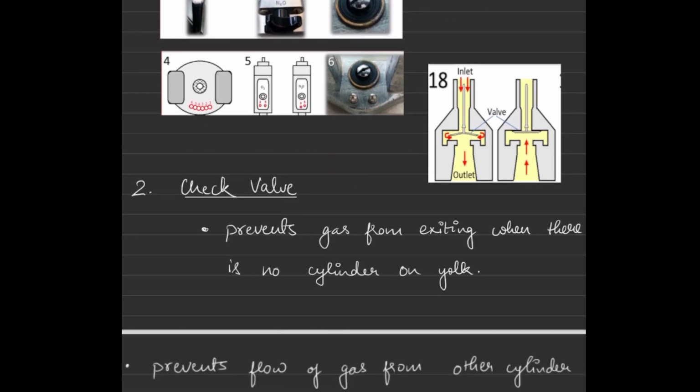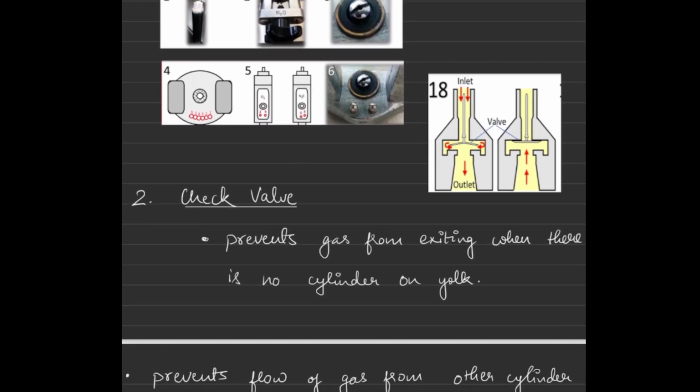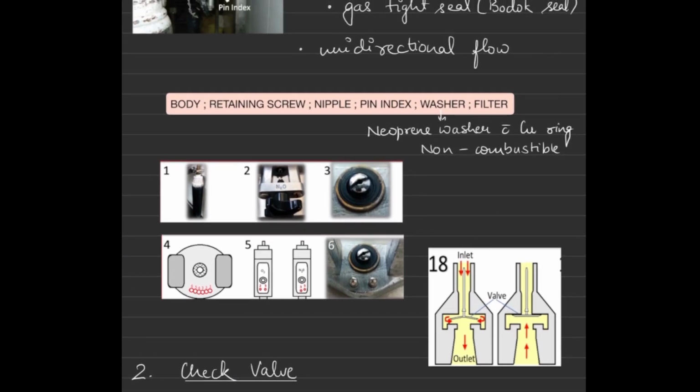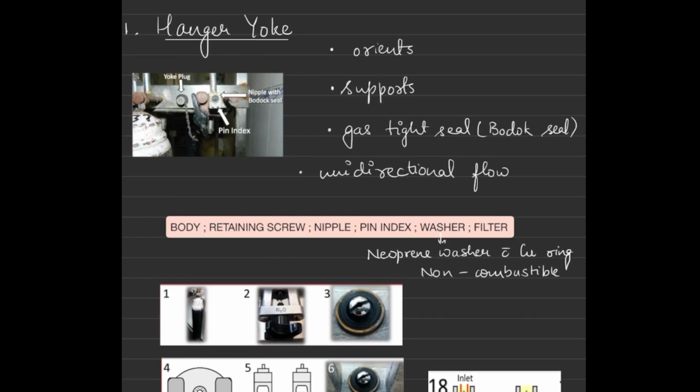Then we have the check valve. After the hanger yoke assembly, we have a check valve. The hanger yoke assembly is followed by a check valve which prevents gas from exiting when there is no cylinder on the yoke. Suppose the hanger yoke assembly is empty, there is no cylinder.